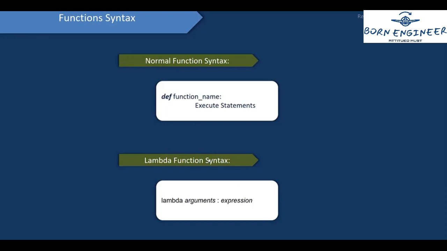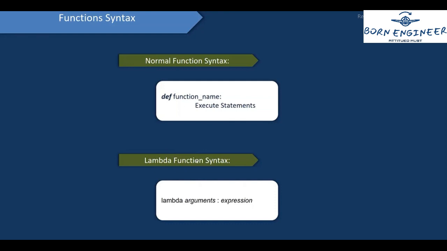Now you also have something known as a lambda function. This lambda function is also known as an anonymous function. It is called an anonymous function because it does not have a name associated with it. As you see over here, this normal function has a name. You start off by giving def and then you give in the function name.